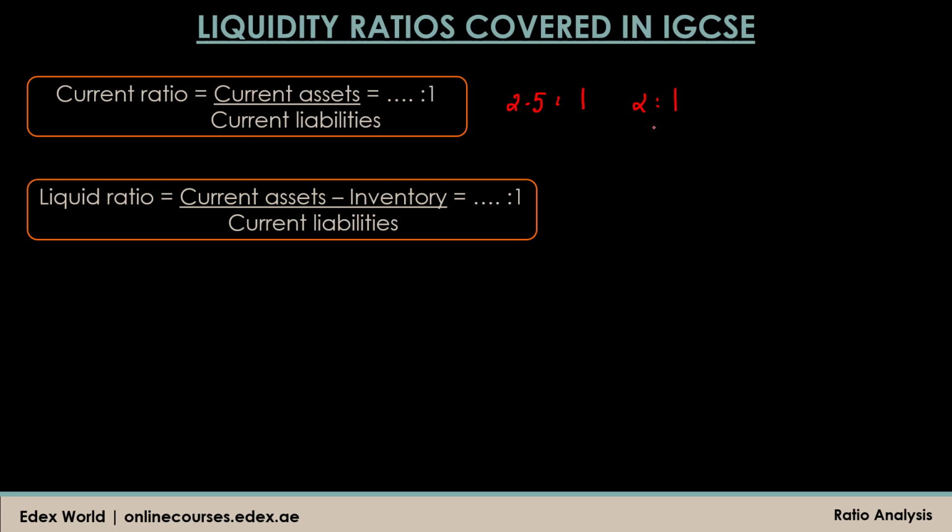Anything below 2:1 could be said as a risky situation, because then the firm may not be able to generate sufficient cash to pay the current liabilities on time, and there can be defaults.